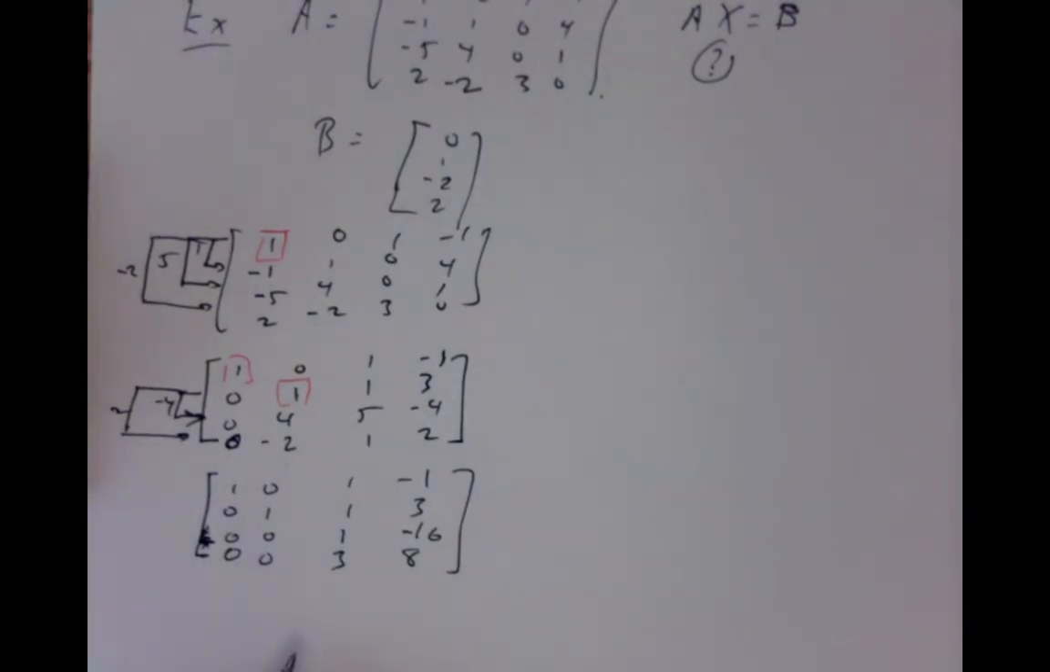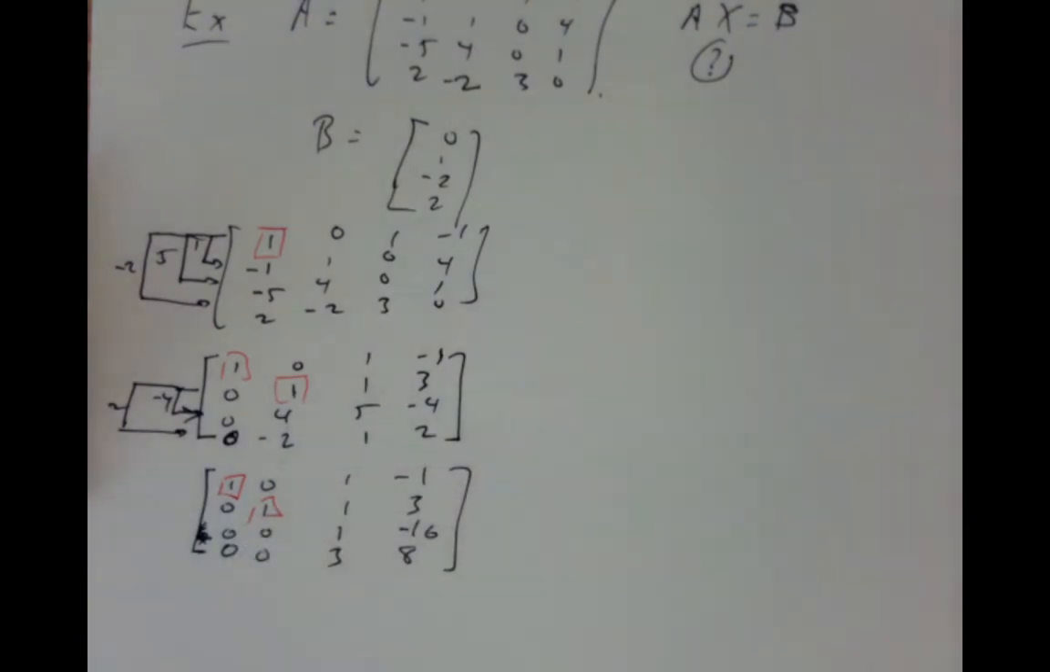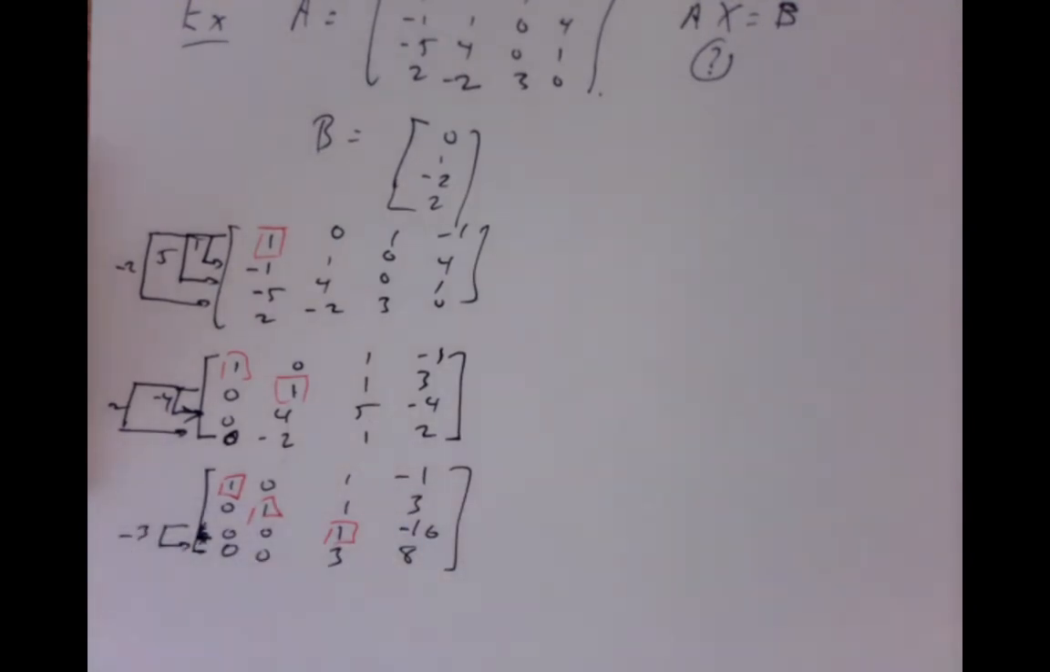And now we begin to see that we're very close to getting our upper triangular form, because we've now got this guy here. I'm going to wipe out what's under it, so we're going to do minus 3 of that to that, giving us 1, 0, 1, minus 1.